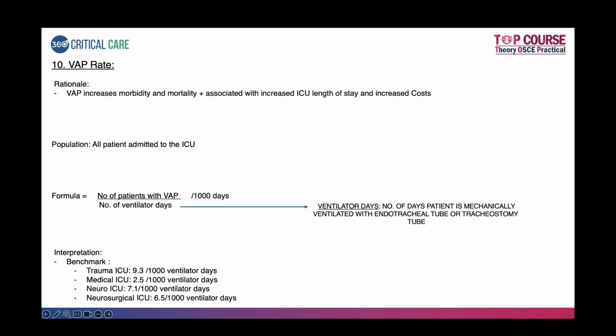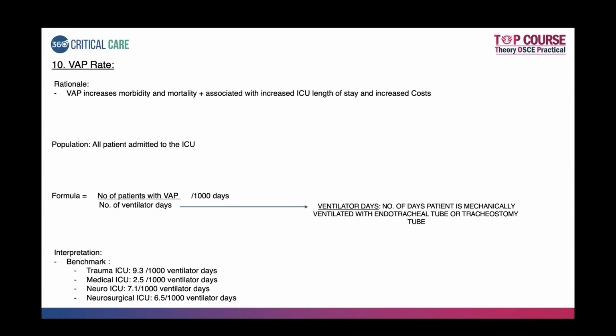So next are the infection control related parameters. So the first one is the VAP rates. VAP increases morbidity and mortality, plus is associated with increased ICU length of stay and increased cost. So it includes all the patients admitted to the ICU, and the formula goes by the number of patients with VAP divided by the number of ventilator days.